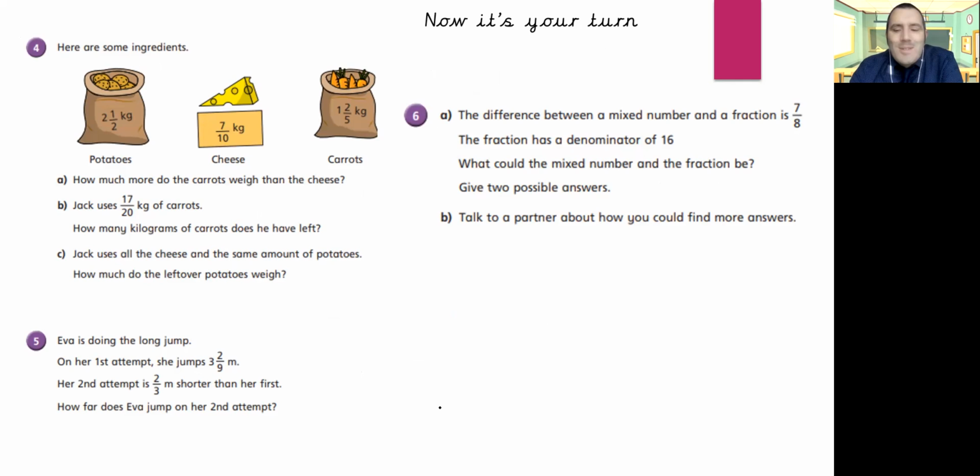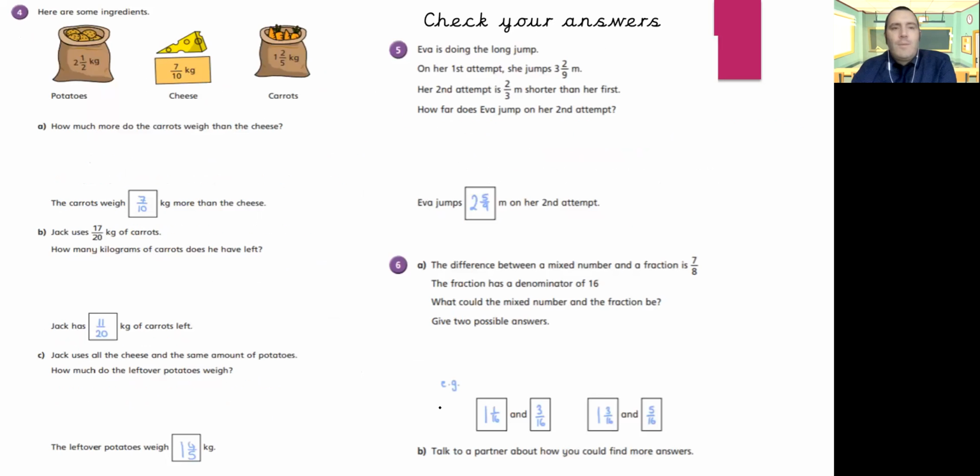How did we get on with these? Looking at question 4 first, the potatoes, the cheese, and the carrots. How much more do the carrots weigh than the cheese? So I've got 1 2/5 kilograms of carrots, and I'm taking away 7/10 kilograms for the cheese. So I need to be mindful of the fact that I've got different denominators here. So the first thing I need to do is make 2/5 into 4/10, because I'm going to multiply all of that by 2.